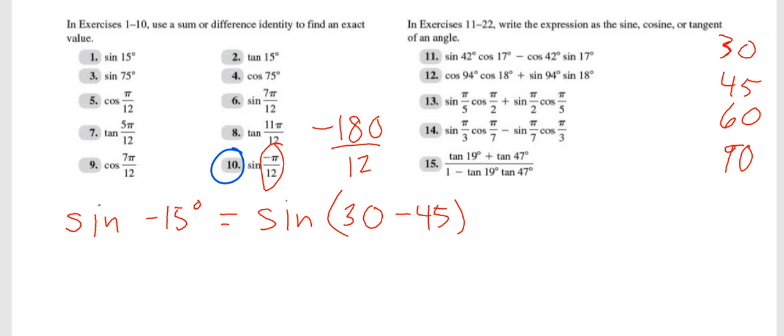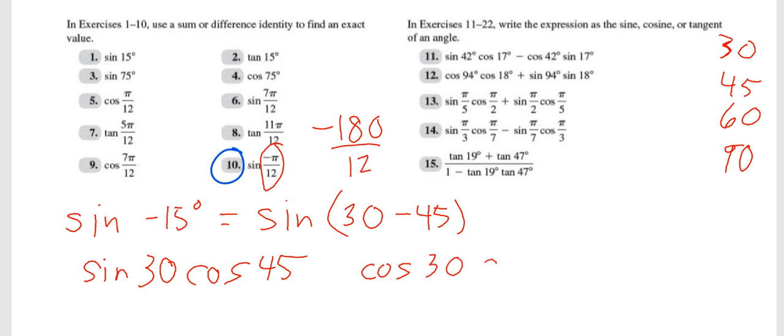Okay, so if I follow the formula that I've been given, y, x, y, right? And then what about the sign in between? Same or opposite? Same sign for sine.